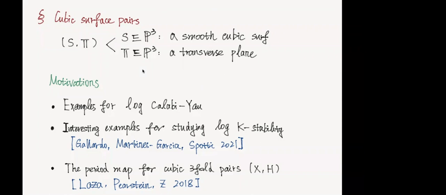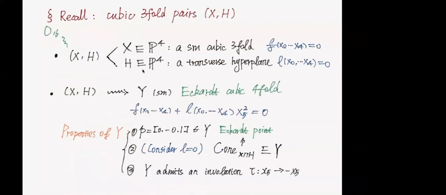Next, let me quickly recall the work I did with Radu and Greg. Here the difference is that the dimension is one higher. We are starting with some cubic threefold pairs, namely (X, H), where X is a smooth cubic threefold and H is a transverse hyperplane in P4. Let's assume that the equation of X is given by F, and the equation of H is given by some linear form L equals 0.